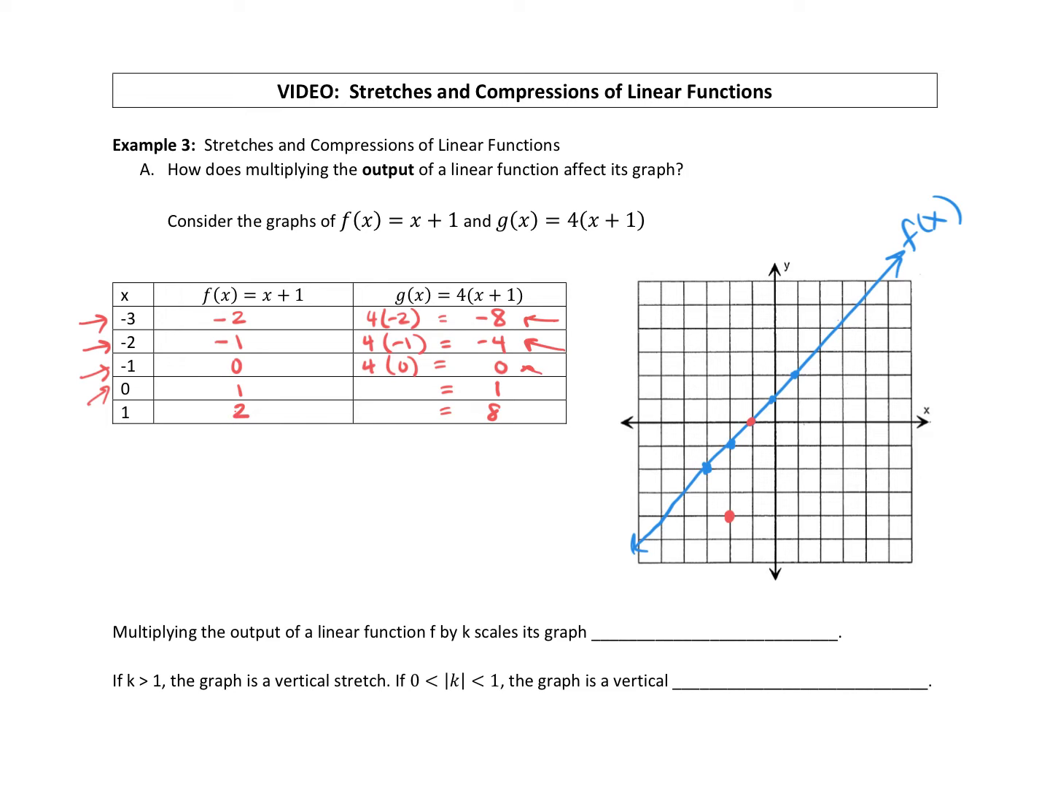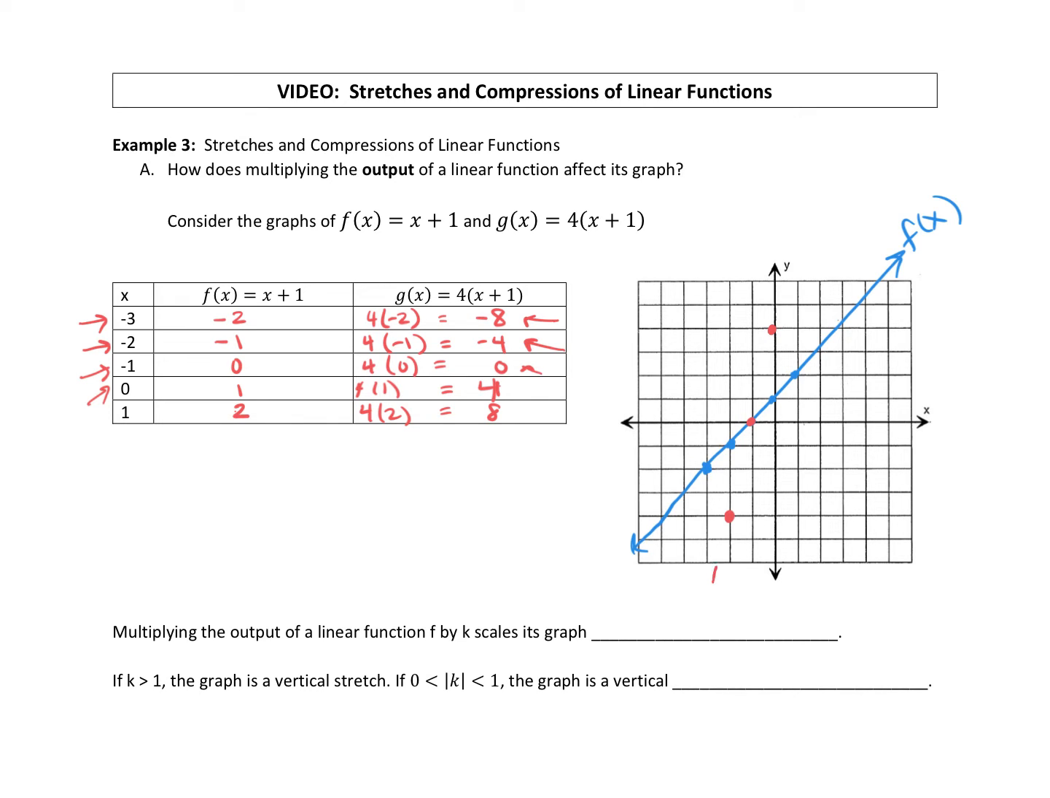Actually, did you guys catch my mistake on that? Maybe I should have kept writing it out. 4 times 1, that should be a 4. 4 times 2. Okay. Glad I got that. All right, so when our input is a 0, our output is a 4. And then the next one just isn't going to fit on the graph.